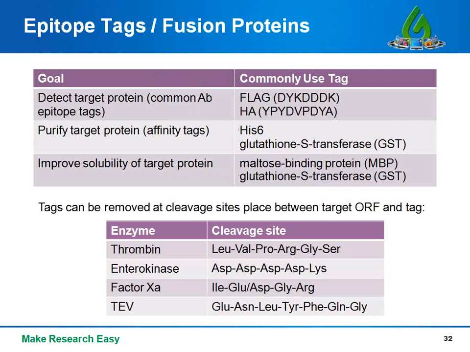Epitope tags or fusion proteins are also commonly used to help with detecting target protein, with purifying target protein, or with improving the solubility of target protein. If you're not using one of these, you might want to consider using it. If you're using one and you're having trouble with it, then you might try a different one. So if you've got a His6 affinity tag, but you're having trouble with purifying, you might try a different tag and a different purification scheme. And if you are worried about how the tag might be affecting the folding or the enzymatic activity of your final protein, you might consider using tags that can be removed at cleavage sites that are placed between the target and the tag.